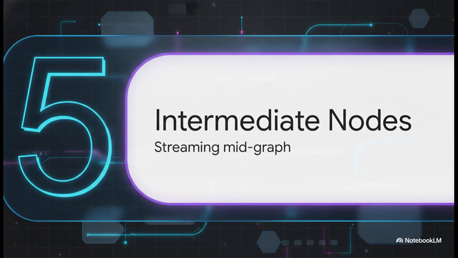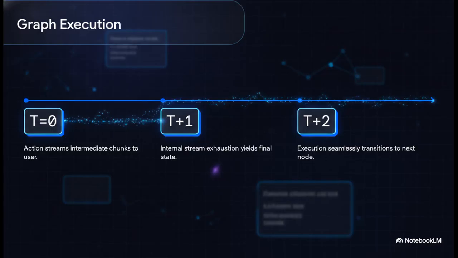Section 5. Routing intermediate stream nodes. Streaming mid-graph. But wait, what happens if a streaming action is not the final exposed node in your application's graph? What if it's just one reasoning step in a much larger multi-node agentic workflow? Well, Burr handles this effortlessly. Say you have a draft response node. Burr will automatically stream that intermediate action to the user, exhaust the stream internally to finalize the state, and then seamlessly transition to a silent or terminal node like store response or route next without missing a beat. So stream to the user and terminal graph result are related, but they don't always have to be identical.